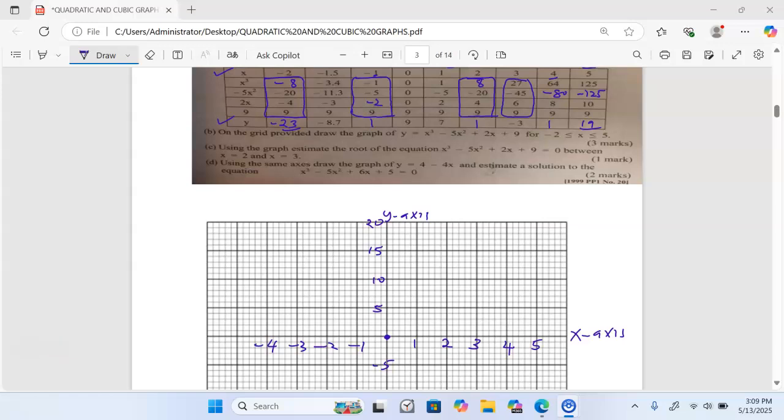Now we can do our plotting, but before we plot, we can quote our scale. That is on the x-axis, 1 centimeter, which is 1 box, represents 1 unit. And on the y-axis, we have used 1 box, which is 1 centimeter, to represent 5 units. Having quoted our scale, we can now move and do our plotting.